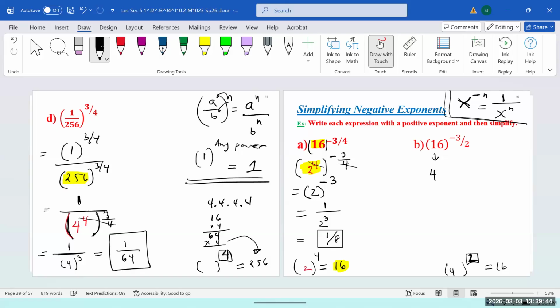4 squared, with a negative 3 halves power. Mm-hmm. 1 over 64. Which one is bigger, 1 over 8 or 1 over 64? 1 over 8 is bigger. So see, the denominator bigger, the fraction is smaller. The denominator is smaller, the fraction is bigger.